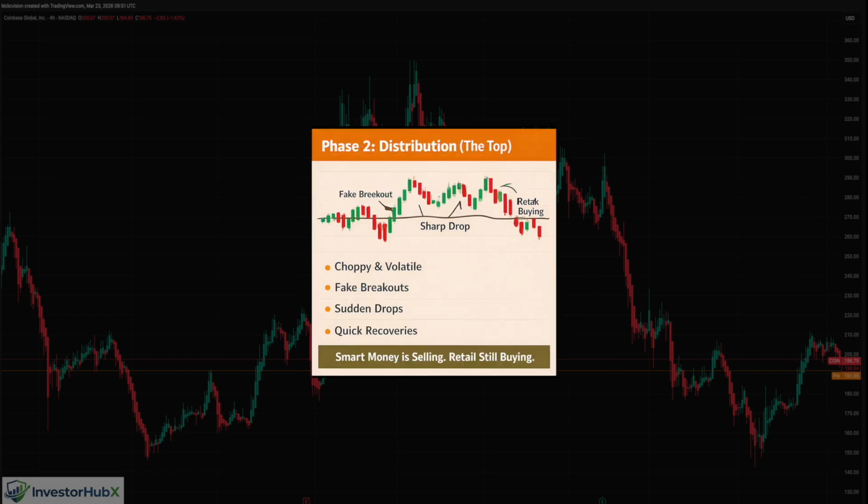Next, we move into phase 2, the distribution phase. Instead of trending higher, price starts moving sideways. The market becomes choppy and uncertain. You'll see fake breakouts, sudden drops, and quick recoveries. This is where traders get confused, because the market still looks strong. But in reality, smart money is selling, while retail is still buying.